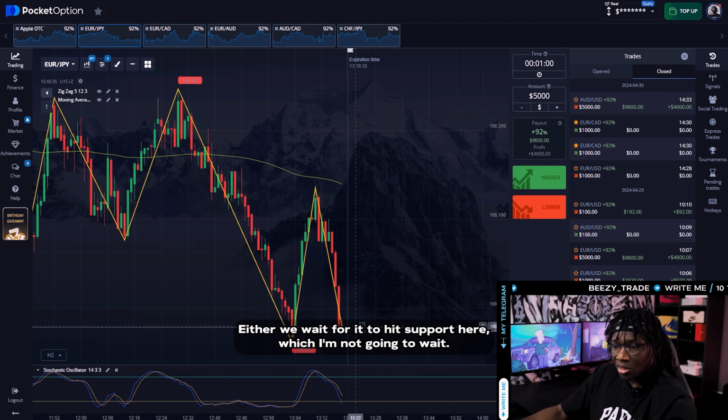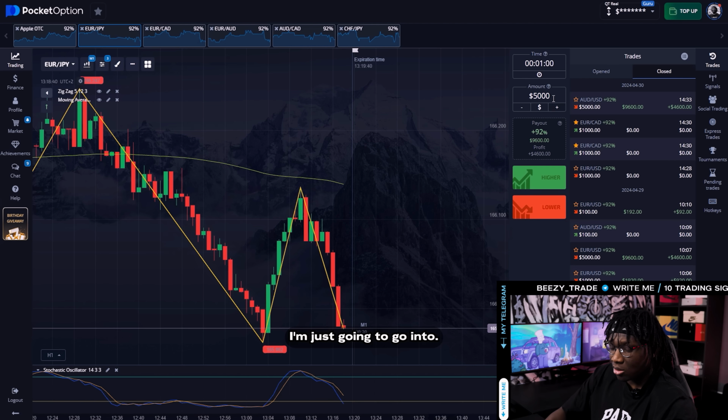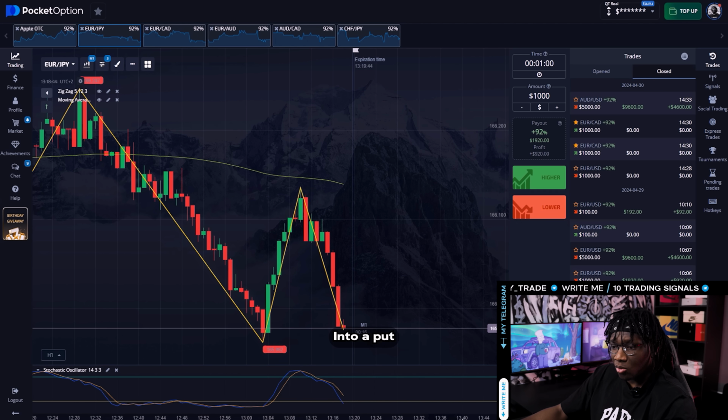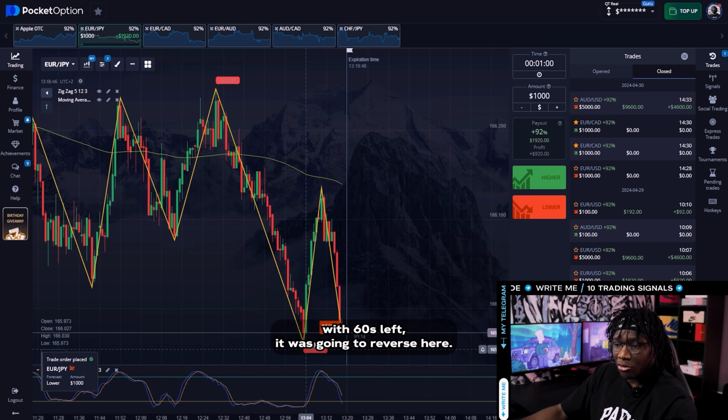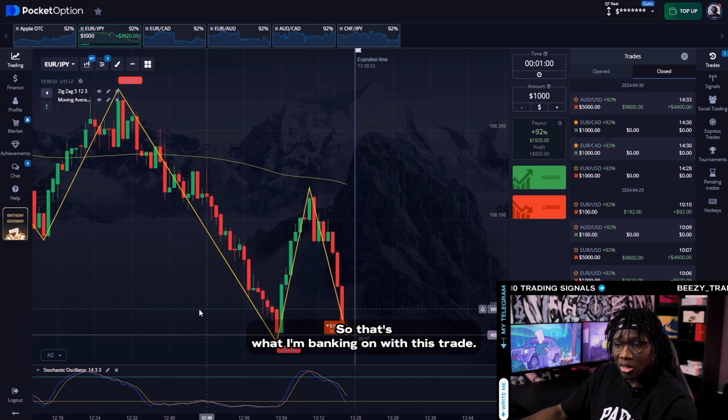Either we wait for it to hit support here, which I'm not gonna wait. I'm just gonna go into a put with 16 seconds left. If it's gonna reverse here, I think it's going to push past this price a little bit before we even see a reversal. So that's what I'm banking on with this trade.